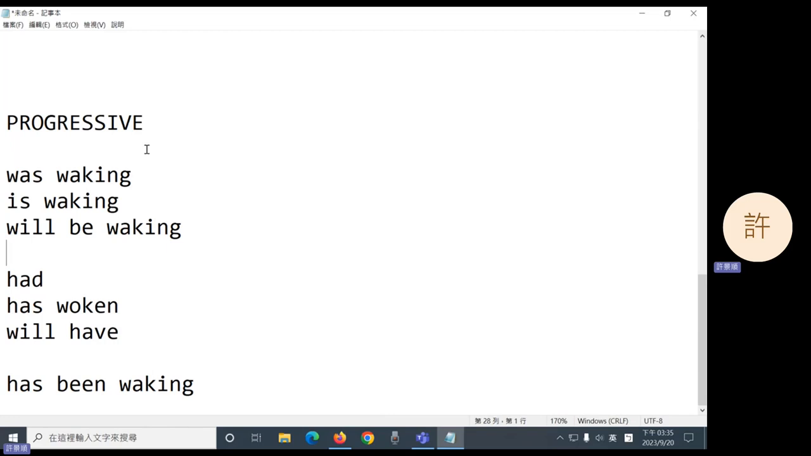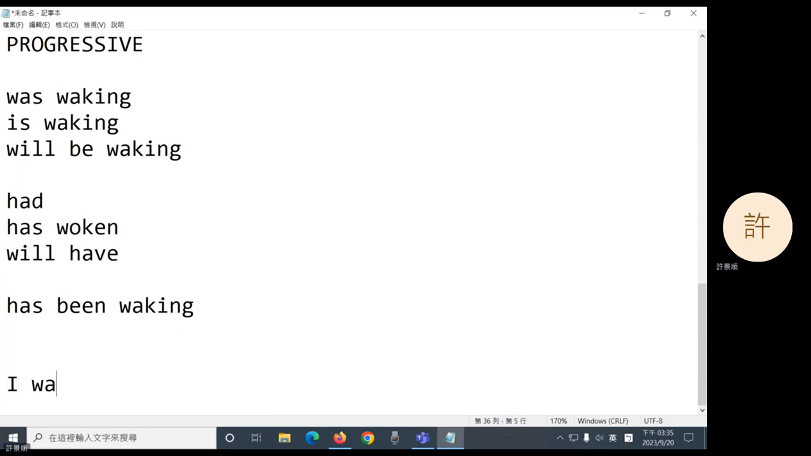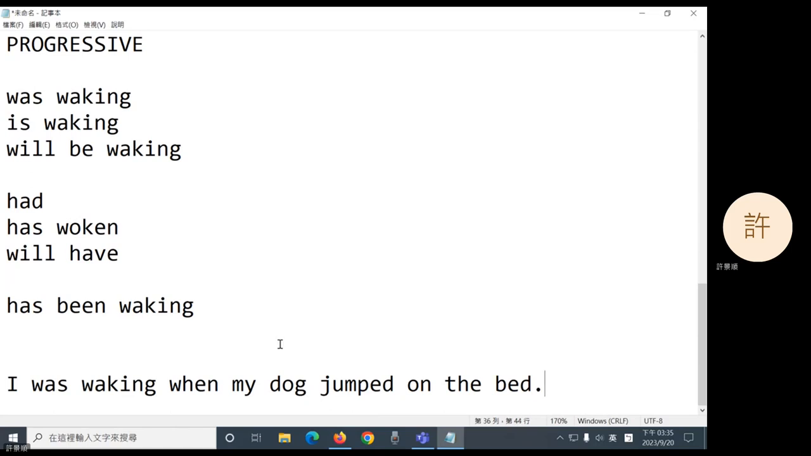So maybe this sentence says, so you were not yet fully awake. You were still trying to wake up. You were waking when your dog jumped on your bed. So the idea is the dog interrupted your process of waking up. Maybe you were surprised, maybe you were unprepared. You want to say that you were in the middle of doing something.